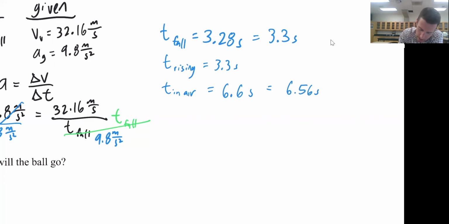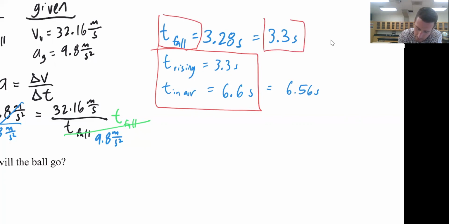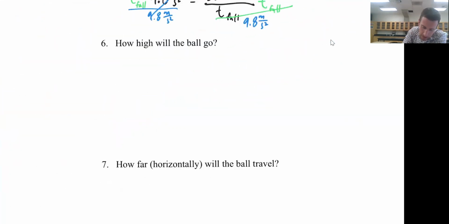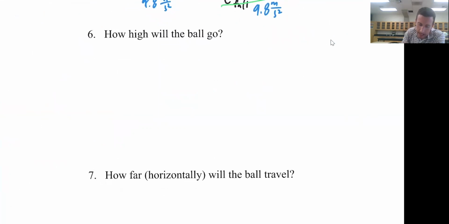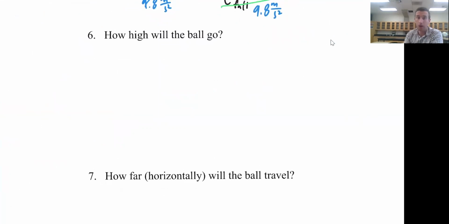All right, so I'm going to say these ones are my answers, and that plus that, right? Time of fall is 3.3 seconds. Nice. But I'm going to keep that 6.56 in case I have to use it later on, because I want to use the most precise value when I use it in the future. All right. Now for number 6, how high will the ball go?